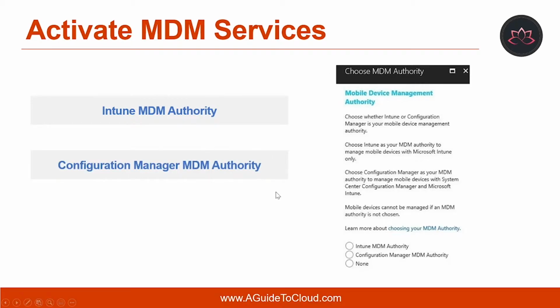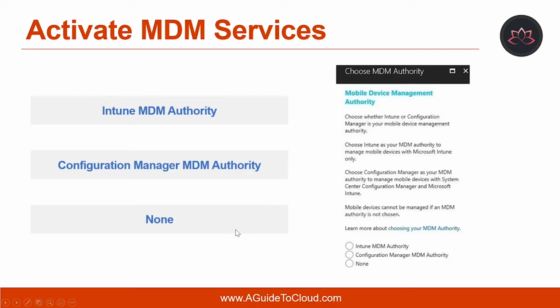The second option is Configuration Manager MDM Authority. This option is referred to as hybrid MDM because it assumes that you can use Configuration Manager for managing on-premises devices. This scenario integrates Intune mobile device management capability into Configuration Manager. It uses Intune as the delivery channel for policies, profiles, and applications to devices, but uses Configuration Manager on-premises infrastructure to administer content and manage the devices.